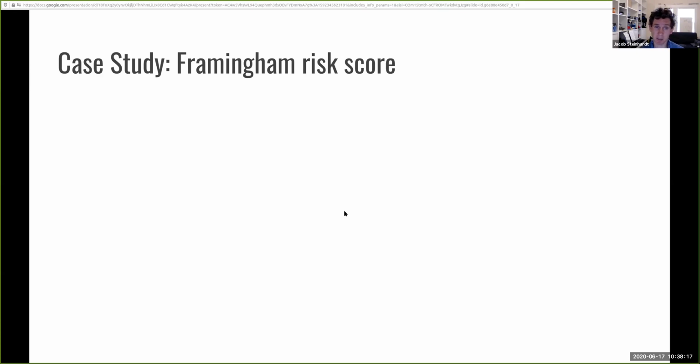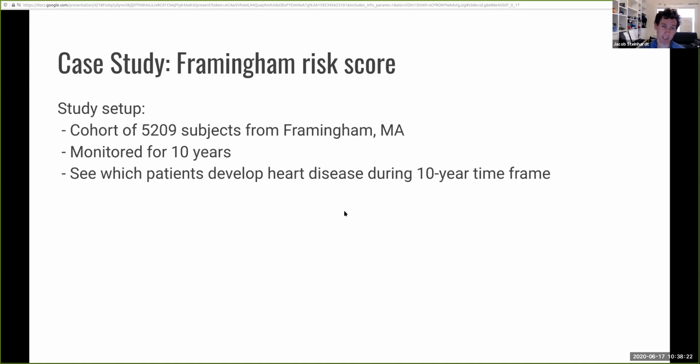So one example was something called the Framingham risk score. So this was a study in heart disease in Framingham, Massachusetts, with about 5,000 subjects. It monitored those subjects for 10 years, and then looked at which patients developed heart disease during this time frame and used this to build predictors of heart disease risk.